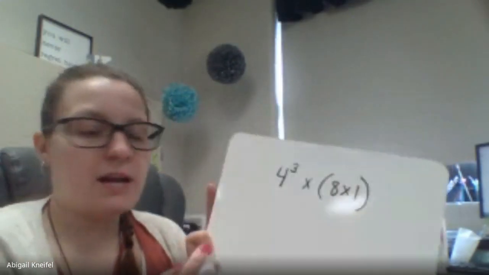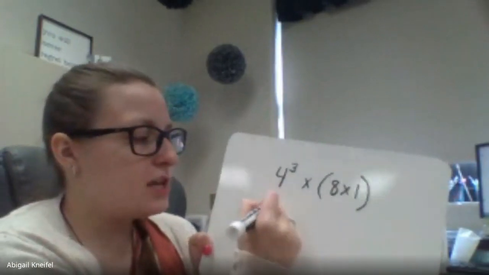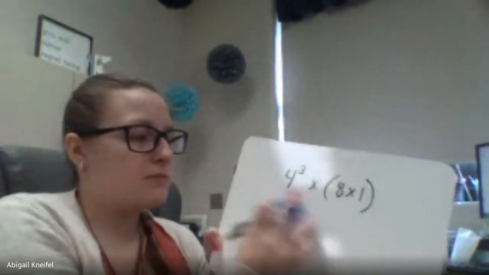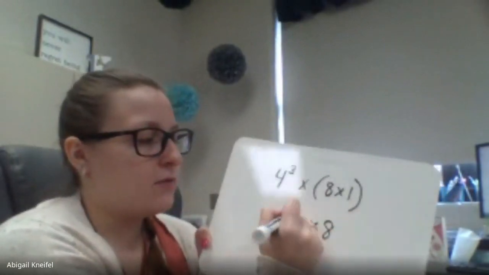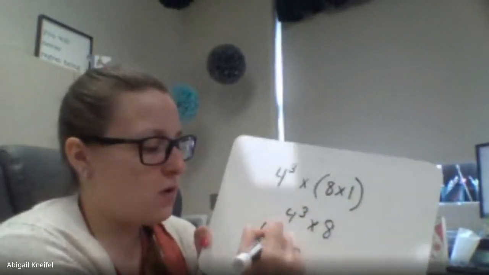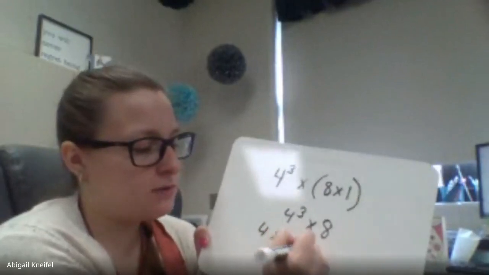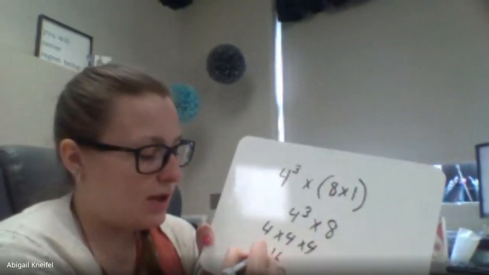All right, let's try it out. So the first thing we have to do is parentheses. So that is 8 times 1 is just 8. Now we have 4 to the third. So that is 4 times 4 times 4. 4 times 4 is 16. And now we have to times that by 4.